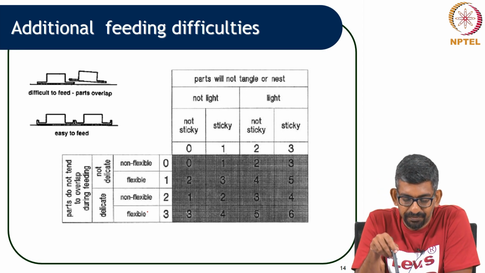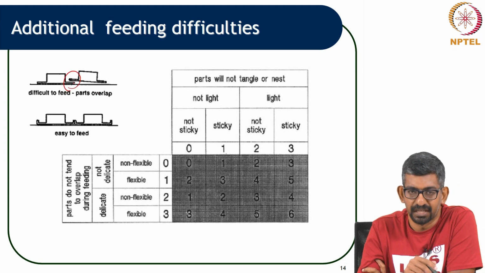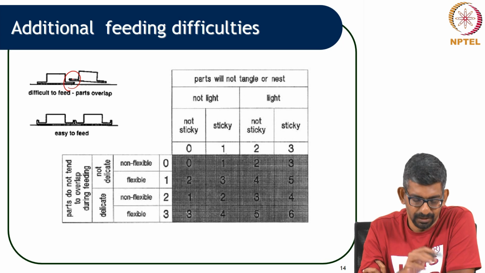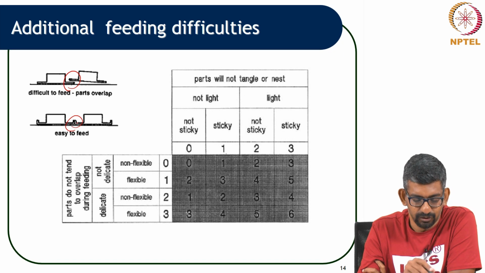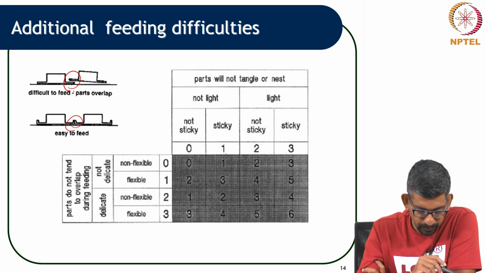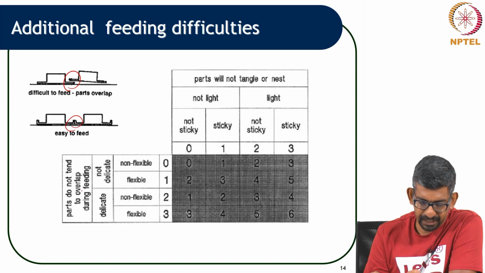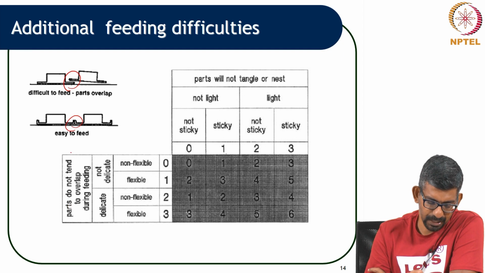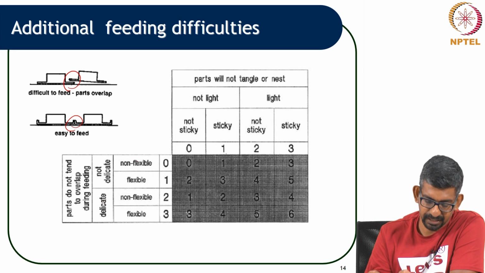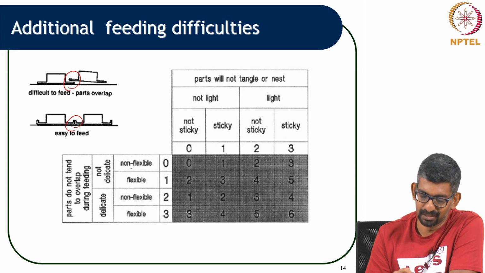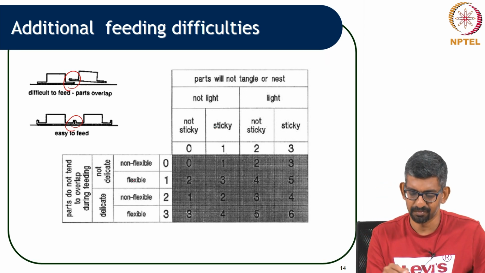But there could be additional feeding difficulties. For instance, the part can overlap. In robotic assembly this can happen; in manual assembly you will notice it and can stop it. So, you will have to come up with solutions to avoid overlapping. If parts do not tend to overlap during feeding, then it is a good one. Similarly, delicate or not delicate, non-flexible and flexible, non-sticky, sticky, very similar to what we did for manual assembly. Similarly, you can come up with these numbers.